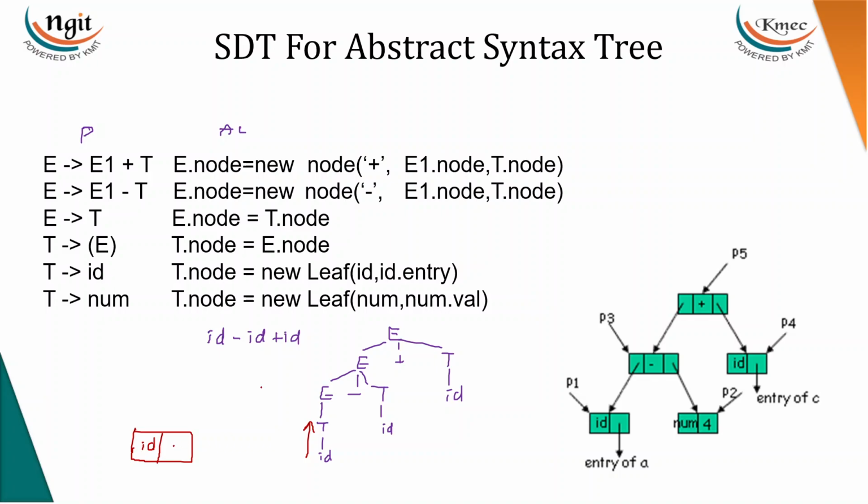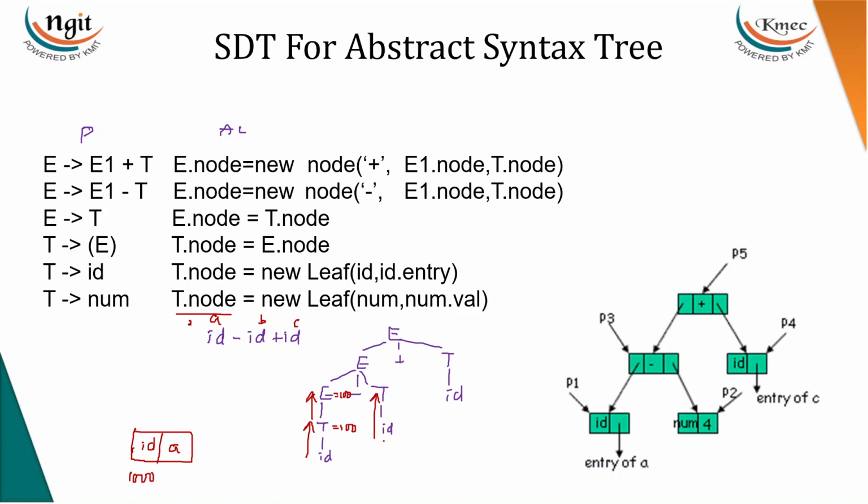Assume that if it is A here, B here, C, then you can take the entry of A, and this address is stored in T dot node. For example, if it is 100, that 100 is stored in T dot node. Then the same way, E derives T, next one according to the SDT. Then E dot node equals T dot node, which here is 100.